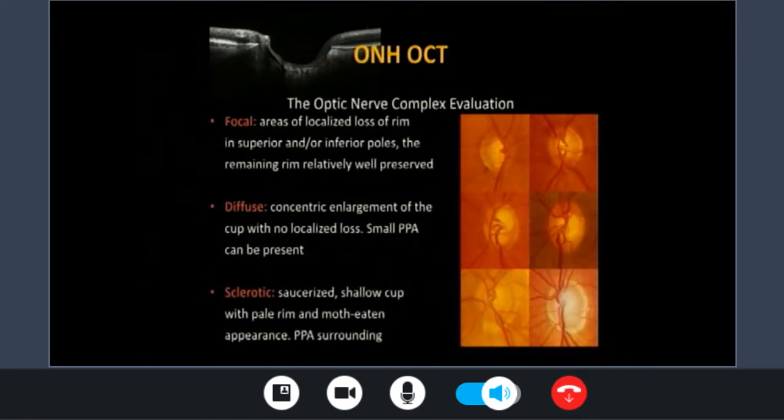And after doing that, you need to classify your optic nerve head, being focal, diffuse, or sclerotic. Focal tells us that actually there is an area of localized loss of the rim in superior or inferior pole, and the remaining rim is relatively well preserved in early cases, but not in advanced cases. In diffuse optic nerve head phenotype, you will have concentric enlargement of the cup with no localized loss. There will be sometimes small peripapillary atrophy, and in the sclerotic type, you will have saucerized shallow cup with pale rim and moth-eaten appearance. And there will be sometimes peripapillary atrophy surrounding the optic nerve head.